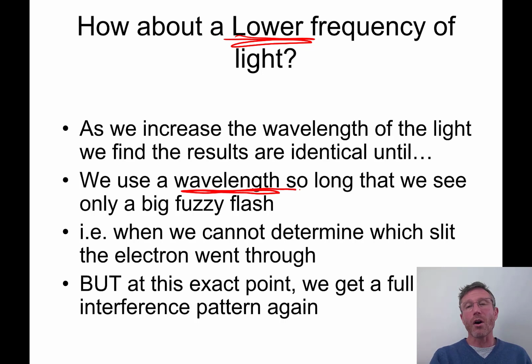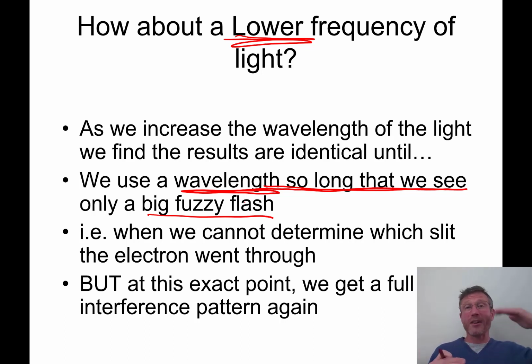It turns out that when the frequencies went down and the wavelength went up, at that point where the wavelength was so long that we only would see a big fuzzy flash, at that point where we couldn't tell the difference whether the electron went through slit number 1 or slit number 2, at that point the interference pattern re-emerged. Pop, just like that.